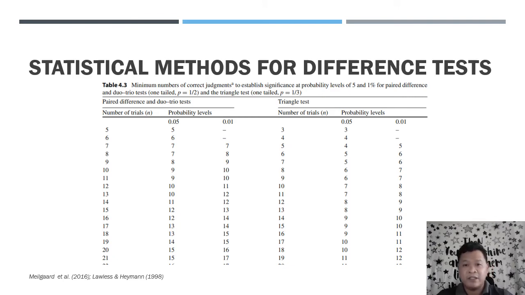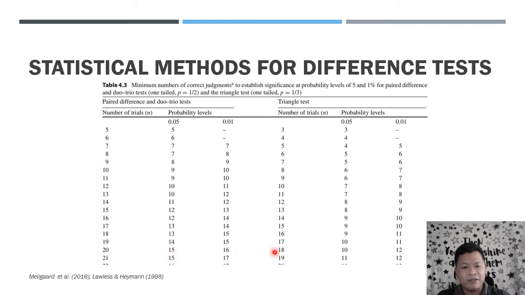Minimum number of correct judgments to establish a significance for paired comparison and triangle test depending on the number of panelists and the chosen probability or alpha levels. Okay, so we just look at, let's say if you have 20 panelists, in this case you're conducting a paired comparison or duo trio test. If your alpha is 0.05, then you need 15 responses to establish statistical significance.